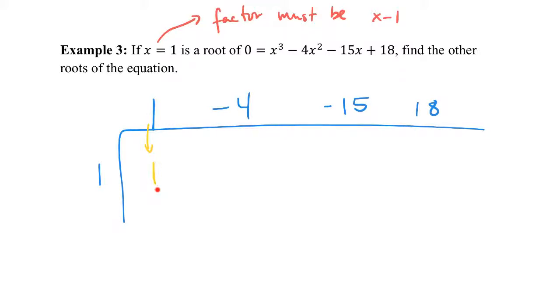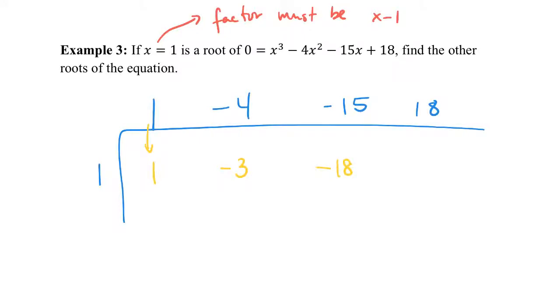Again, we multiply and we add. We get 1 plus negative 4 gives me negative 3. Again, we multiply next and we add. 1 times negative 3 is negative 3. Negative 3 and negative 15 is negative 18.